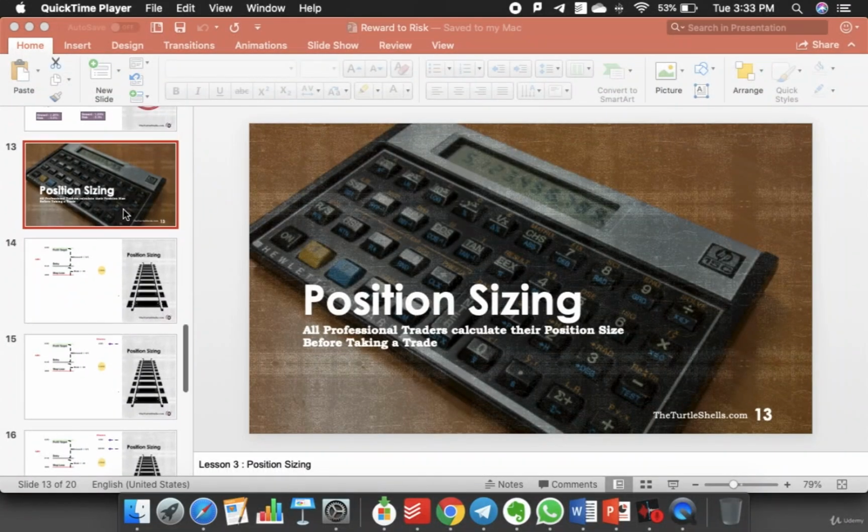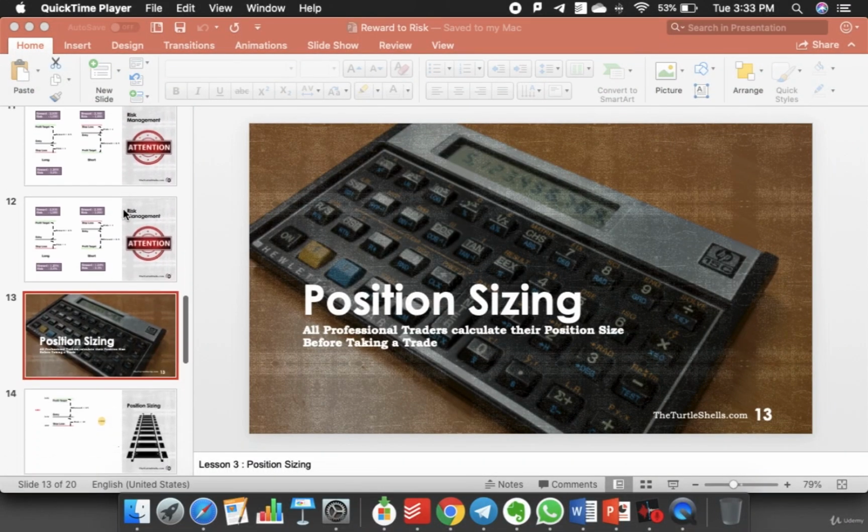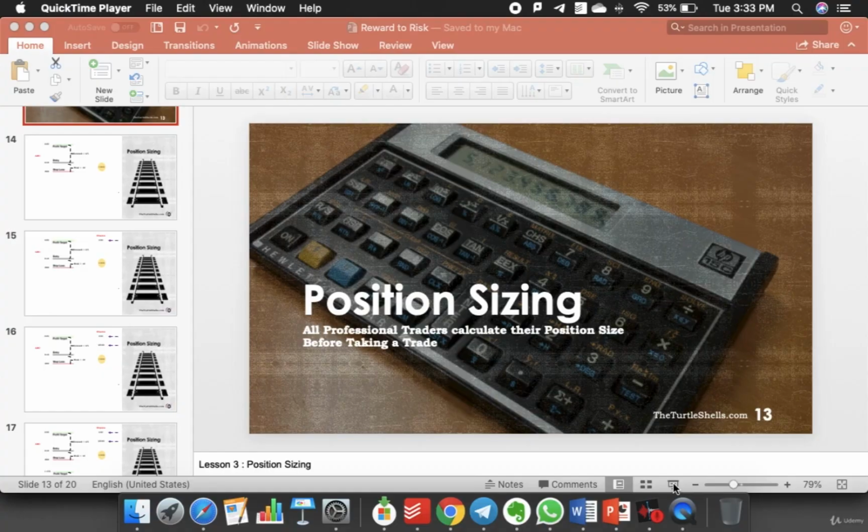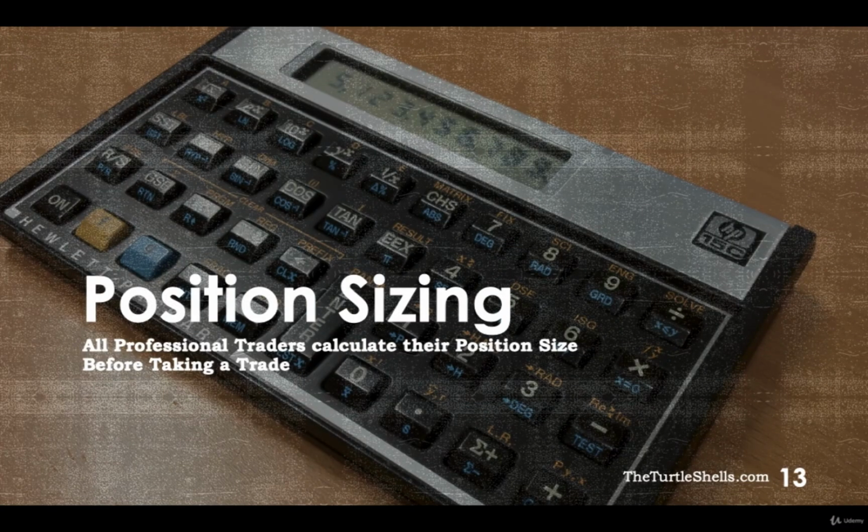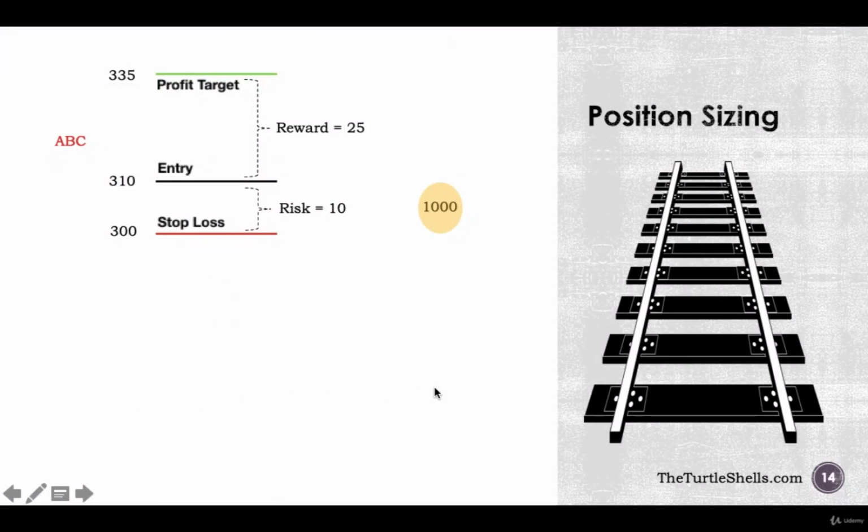We have been discussing reward to risk and risk management. So let's tie that together and let's look at what is position sizing. This is very simple. All professional traders calculate their position size before they take the trade. Now this word before here is very important. You need to know exactly how much of a position you should take. You can take a major position, you can take a minor position, but you should be absolutely clear what should be your position size.